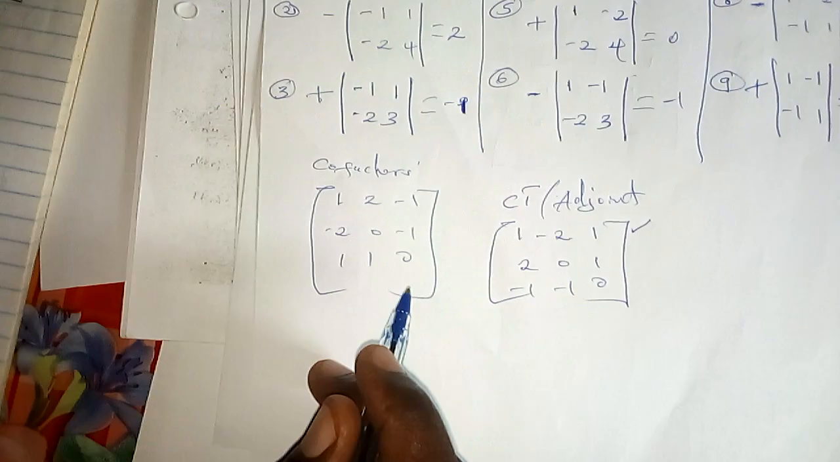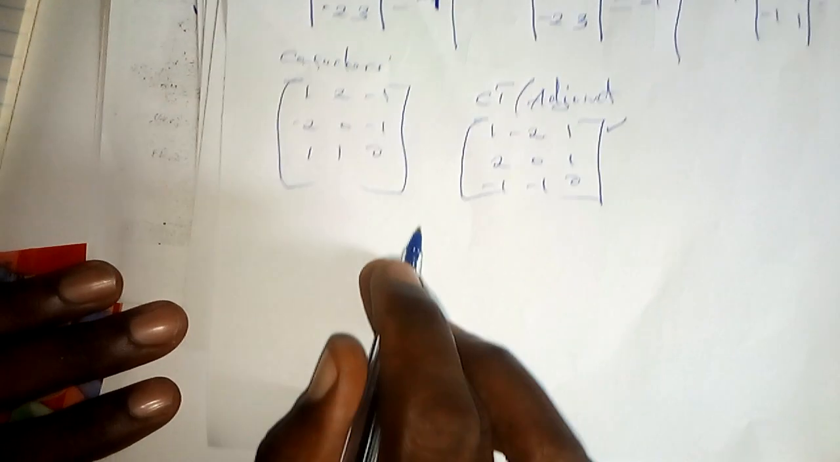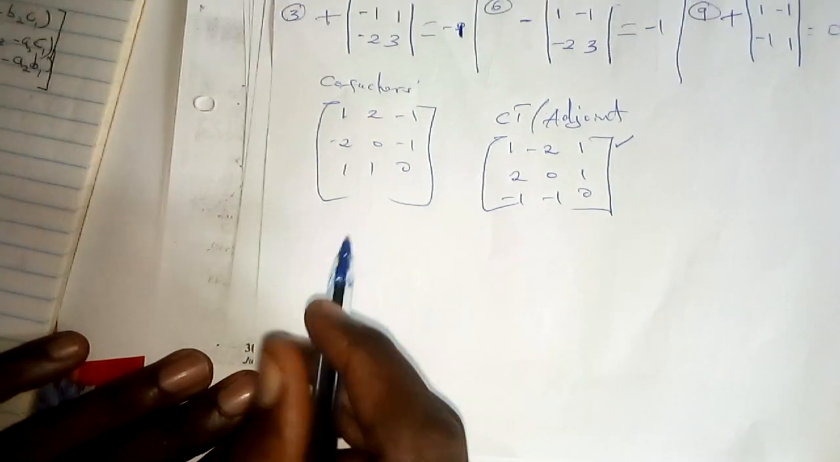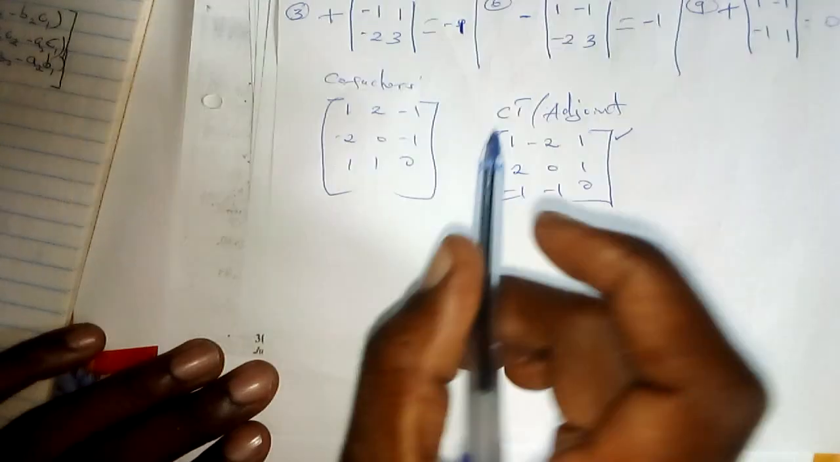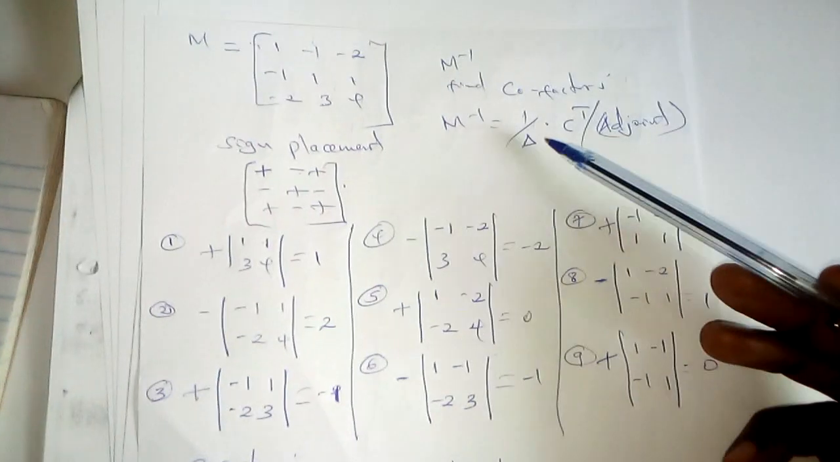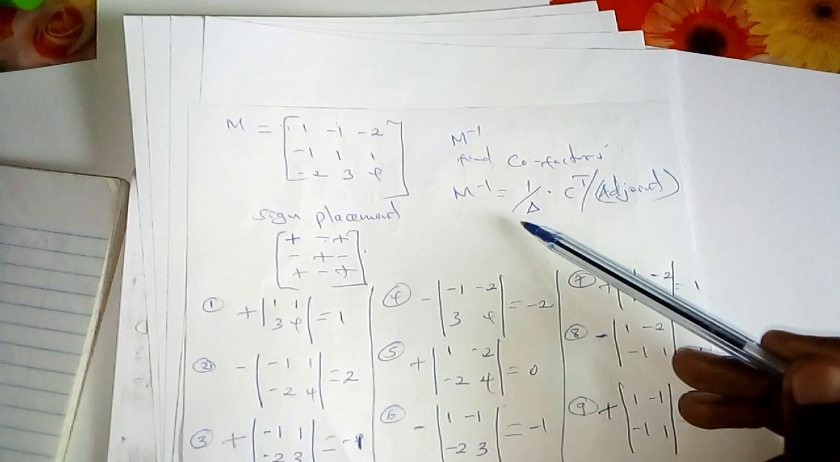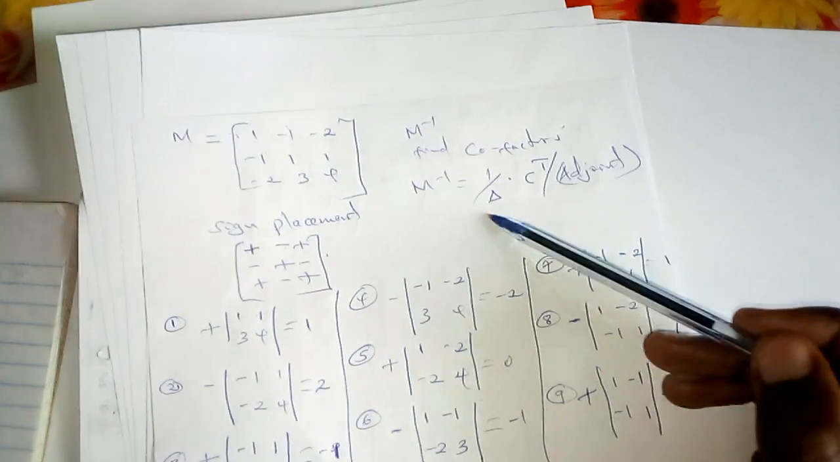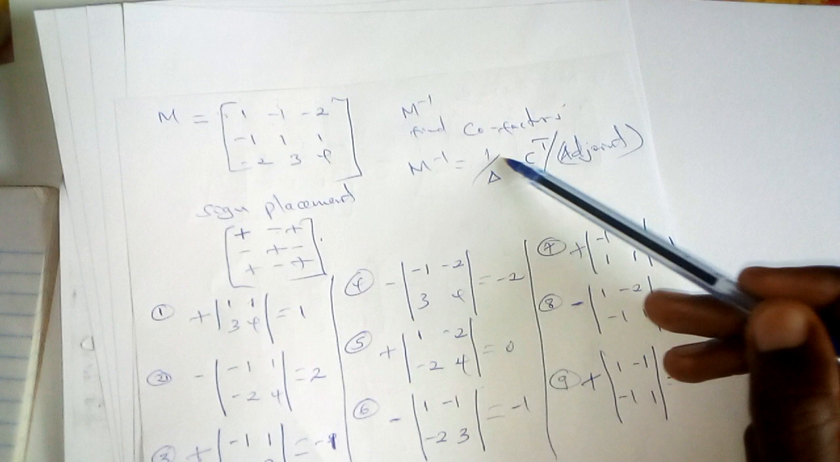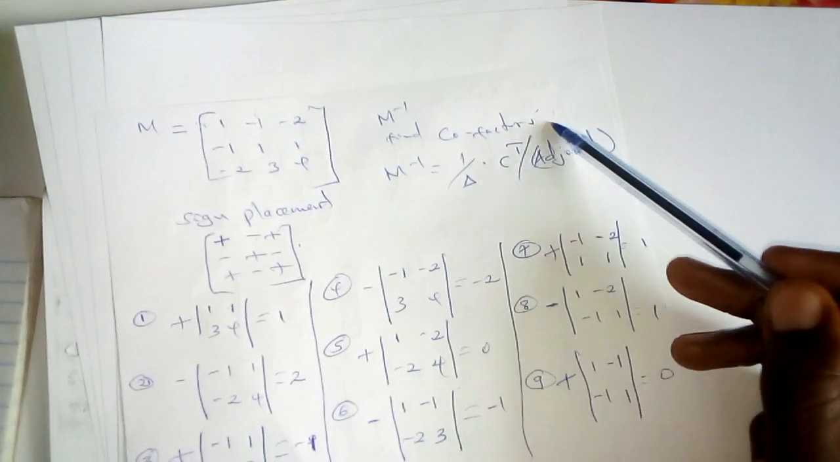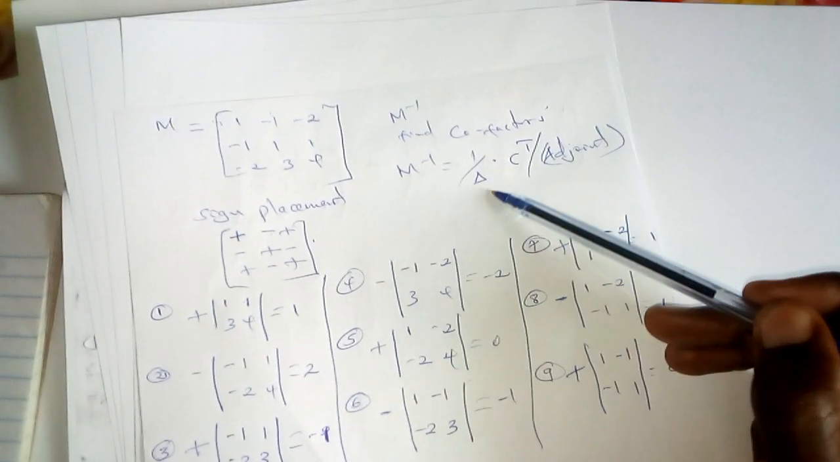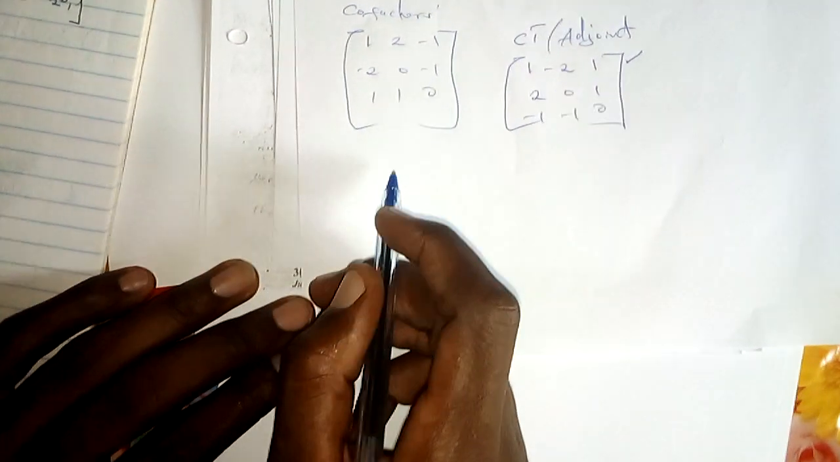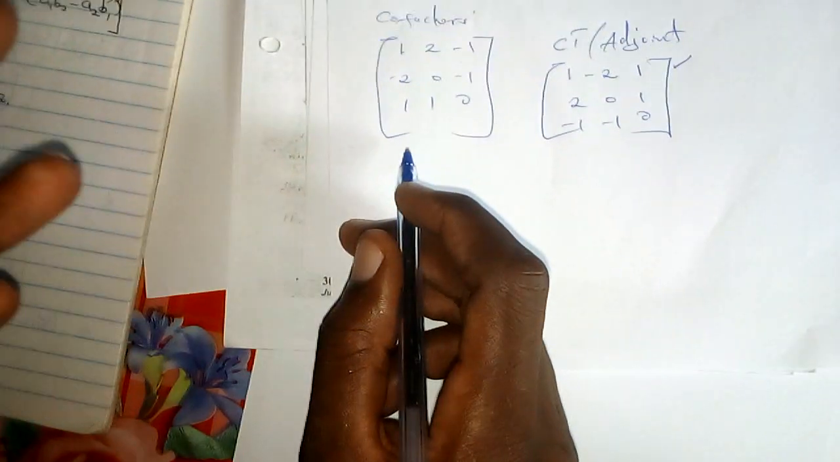We find now the determinant, the general determinant. The general determinant now, after finding the cofactor, of course, for you to find the inverse of M, the M inverse, it means you are required to find the general determinant, which is multiplied by the cofactor. We have the cofactor, but we don't have the general determinant. Now let us find the general determinant here. There is a shortcut and there is a long cut. Let me use this shortcut.